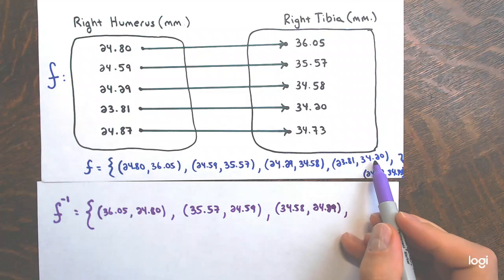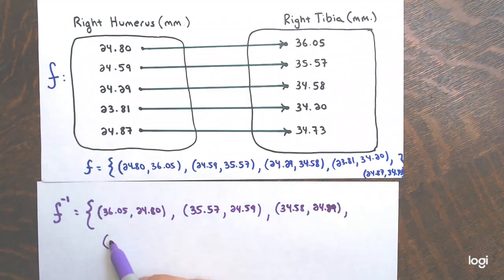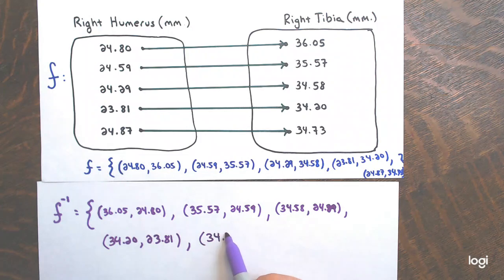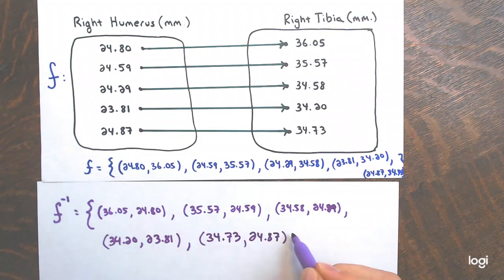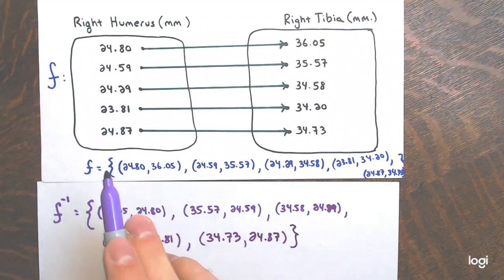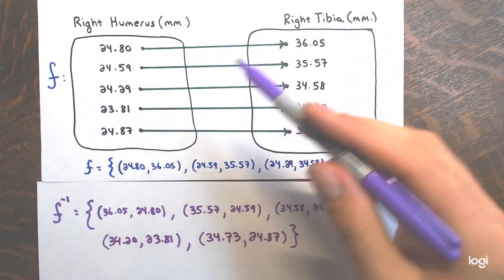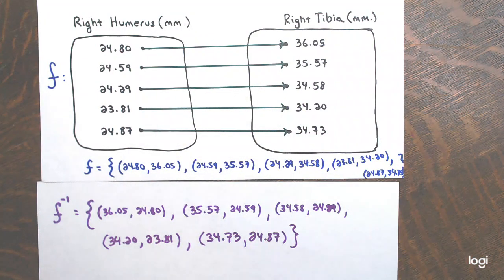And then this ordered pair, flip it, switch the coordinates. 34.20 corresponding to 23.81. And then the last ordered pair, flip it, you'd have 34.73 corresponding to 24.87. So there's a way I could write the inverse function, and look, it is a function. Every input corresponds to exactly one output.